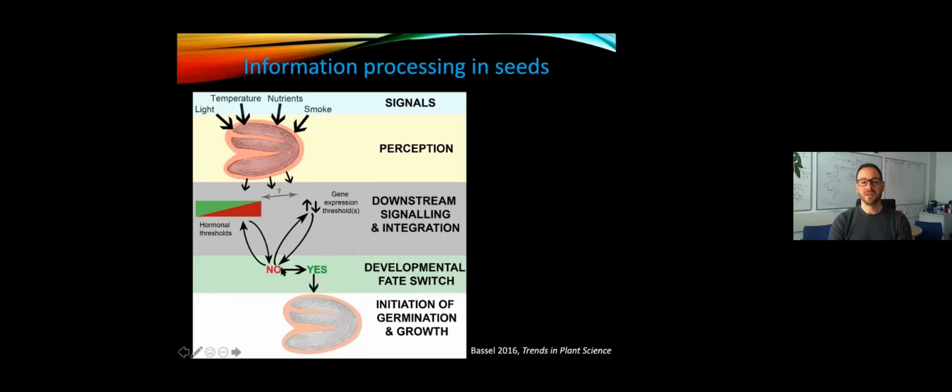Initially, when the seed is dormant, it's in the off position, it's stopped. And eventually, a certain threshold is passed within the integration of all these signals, where this stop signal is then flipped over to a go signal and germination is initiated. So the computation that's occurring here is we have multiple inputs from the environment, which are being integrated to generate a single output, which is the decision to terminate seed dormancy.